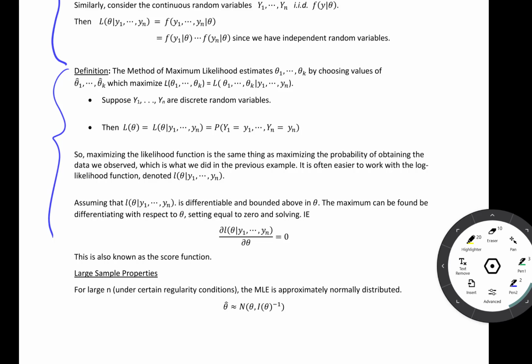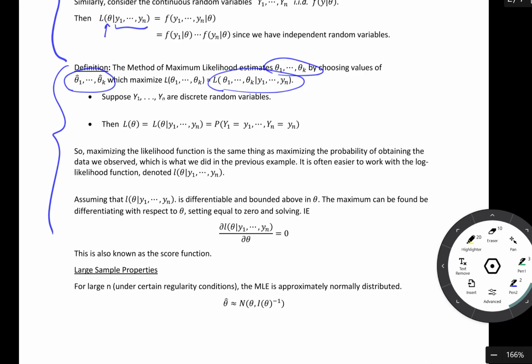So the method of maximum likelihood estimates, and so notice here we're not restricted to just estimating one parameter. A lot of the examples we're going to look at will just involve one parameter just to make things easy, but we could estimate up to k parameters. And what we do is we choose the values of theta hat 1 through theta hat k, which maximize that likelihood. In other words, what values of the parameters are most consistent with the data that we observe. Because notice when we look at the likelihood, the likelihood looks at the parameter conditioned on the observations.